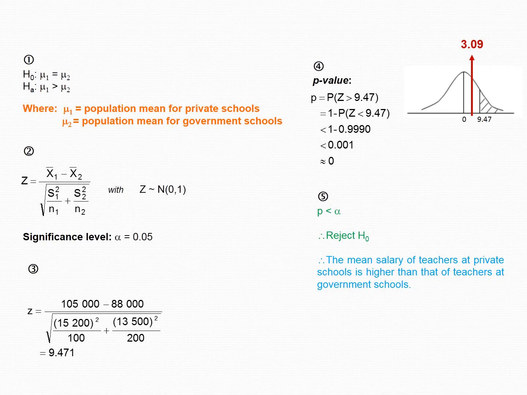Then if you compare that to your significance level, p will be less than alpha. So we can reject the null hypothesis. And if we reject the null hypothesis, it means that the alternative will be true. So the mean salary for teachers in private schools will indeed be higher than that of teachers at government schools.